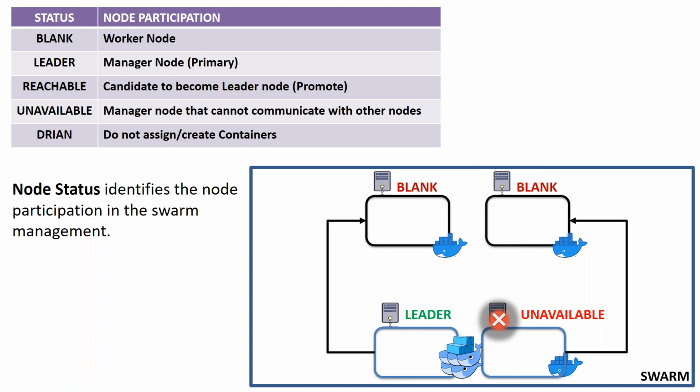Now when I said the actual leader went down, this machine became the leader. What happens if the original machine comes back? It will become reachable, because at any point of time you cannot have two leaders, right? So Swarm says, okay, I already have a leader, so you become reachable. That way, at any point of time, only one leader will be there and the others will be reachable. So we will see how we can promote a machine to become reachable, and then if the leader goes down, how it will become a leader.